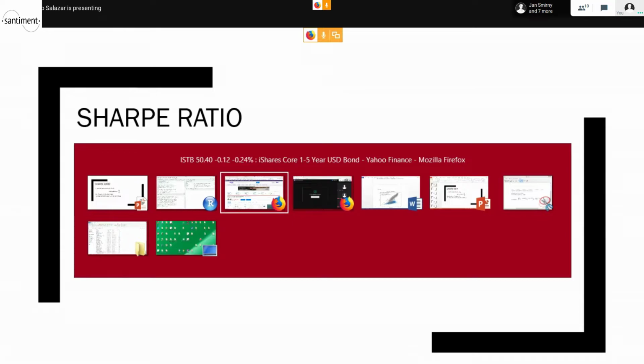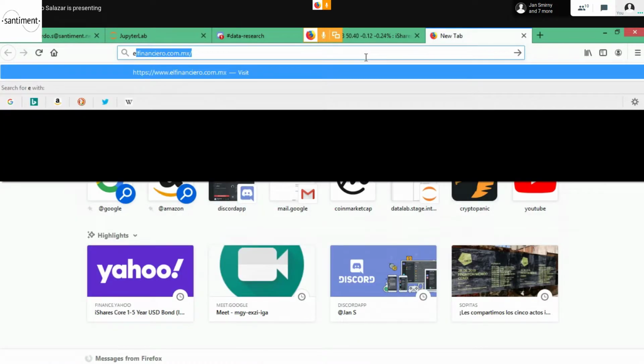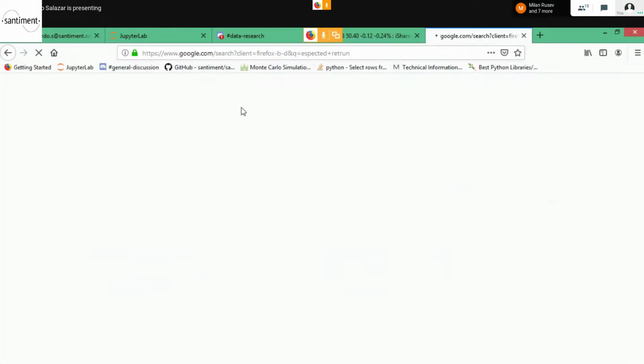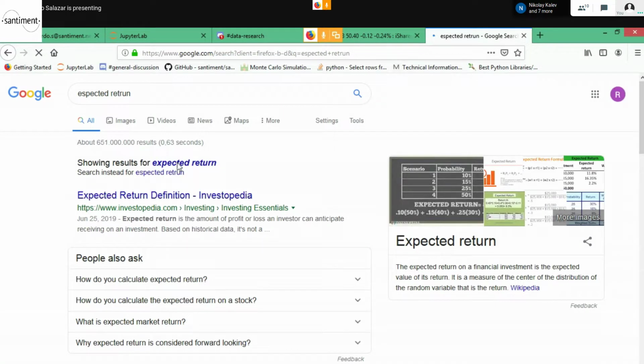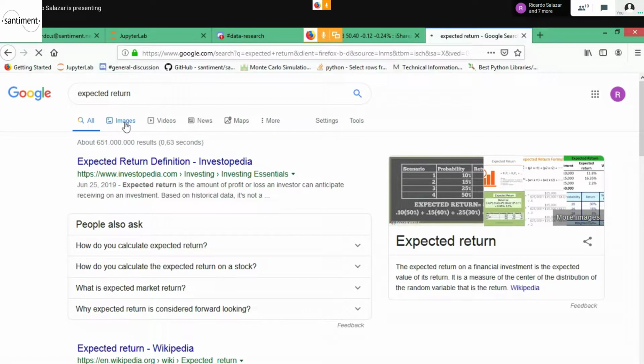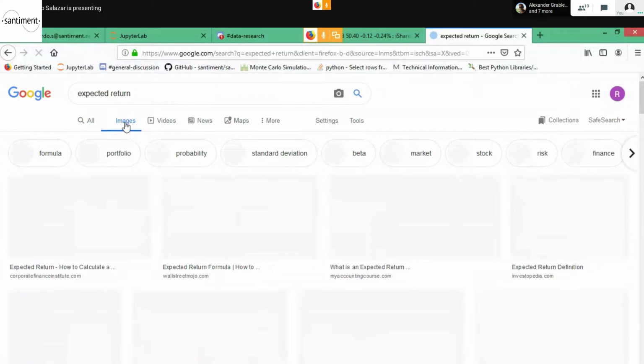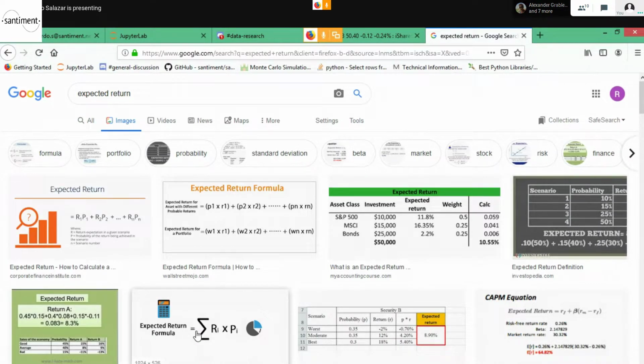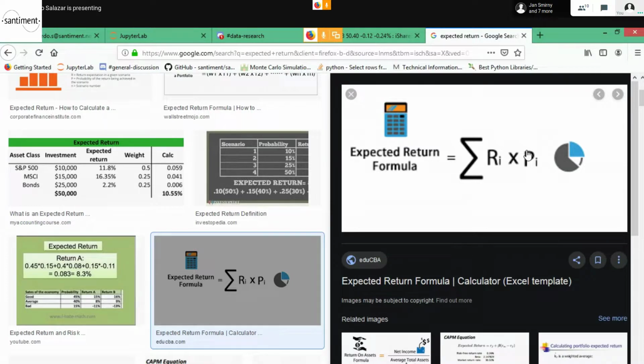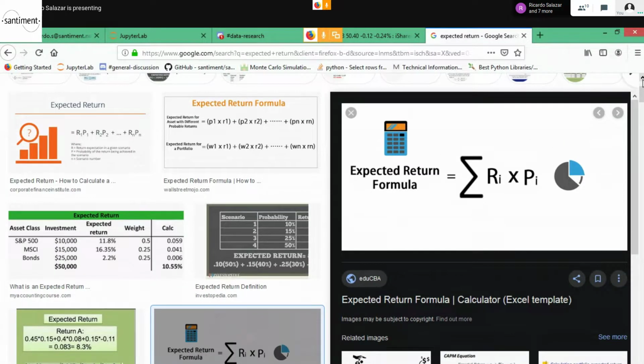Let me just show you the formula. Well, here we can see that R means the return of each of our assets, and P is the allocation, the weight of each asset in our portfolio. In order to calculate the expected return of the whole portfolio, we should multiply the expected return of each asset by the expected weight of each asset in the portfolio.